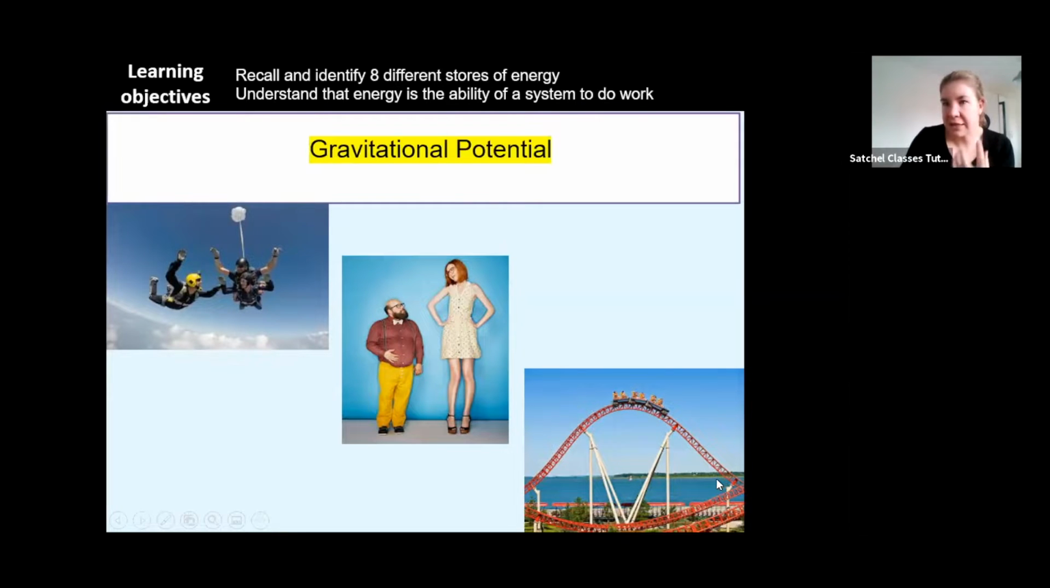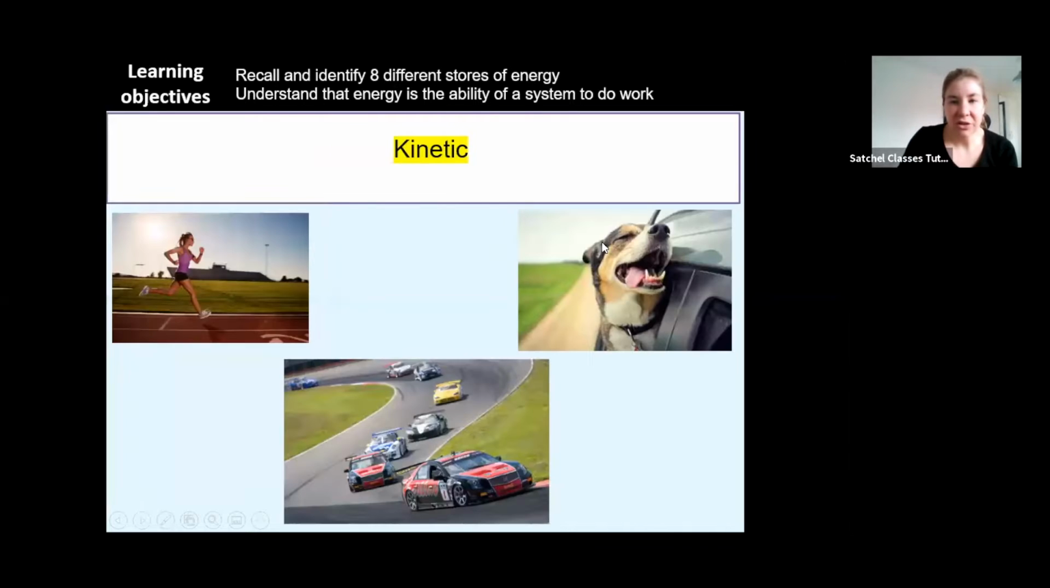So anything that has the potential to fall down, or anything that has the potential for gravity to have an effect on it, has got gravitational potential energy. Kinetic is a nice, easy one. Really well done if you spotted that this one was kinetic, because I was trying to show something moving. Kinetic just means movement. Anything moving has that kind of store of energy.